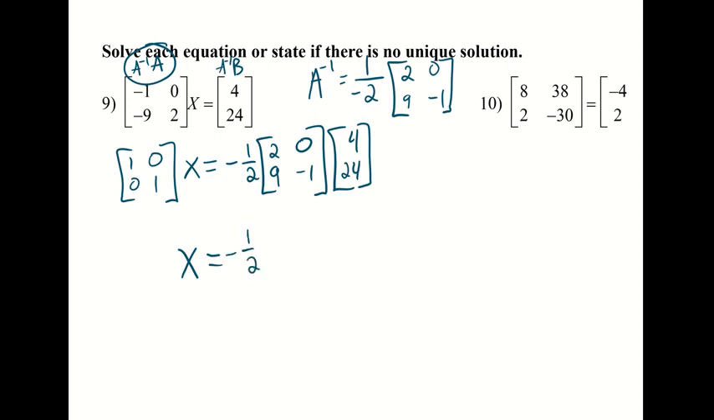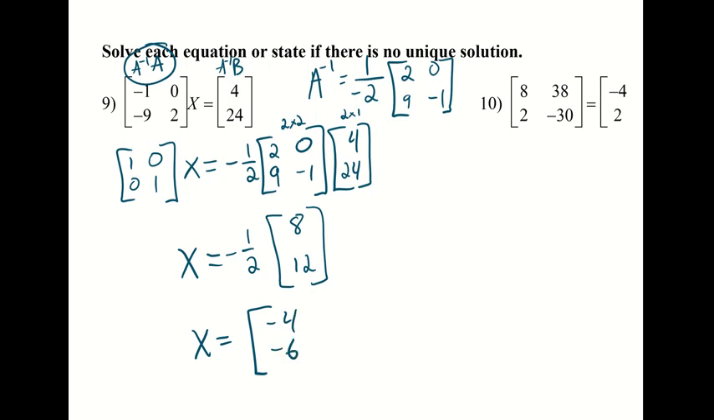And then multiply the matrices here first, and then multiply by that negative 1/2, just so that you're working with fewer fractions. So we are multiplying a 2 by 2 by a 2 by 1, so our result is going to be a 2 by 1 matrix. So we do row times column, so 2 times 4 is 8, plus 0 times 24. And then row by column, we've got 9 times 4 is 36, plus negative 24. So we get 12. Then we multiply by that 1/2. So we have negative 4, and then negative 6. And that is our matrix X.